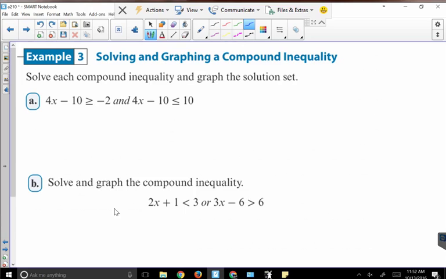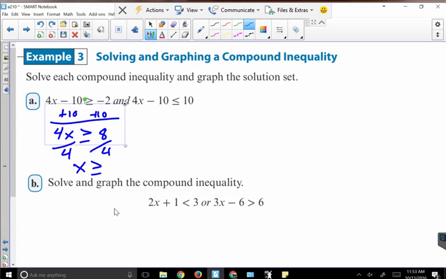If I look at this one here, okay, both conditions must be true. So I'm going to go through and solve this one. I'm going to add 10 to both sides. I've got 4x greater than or equal to 8. So, divide by 4, divide by 4, x is going to be greater than or equal to 2. Okay? That's what happens there.